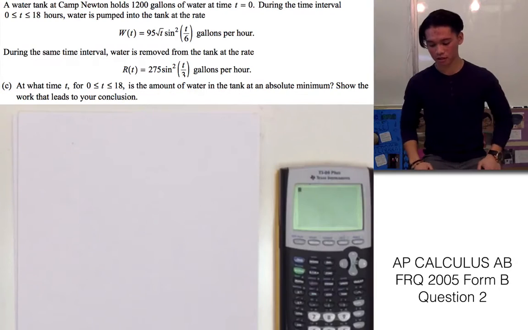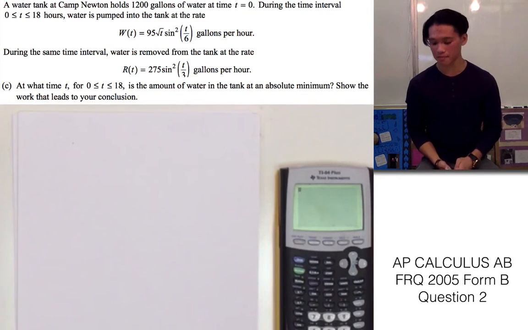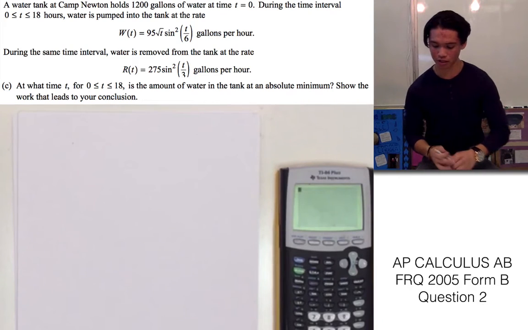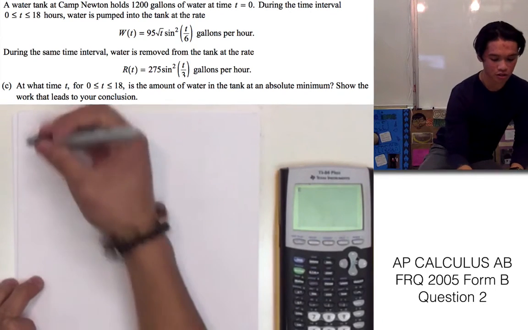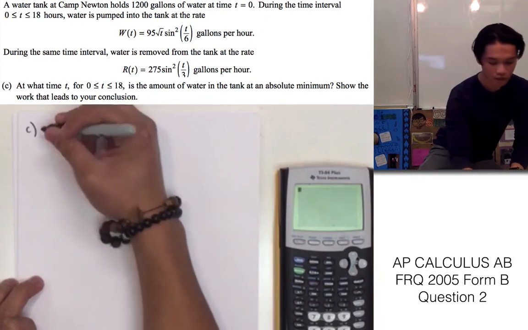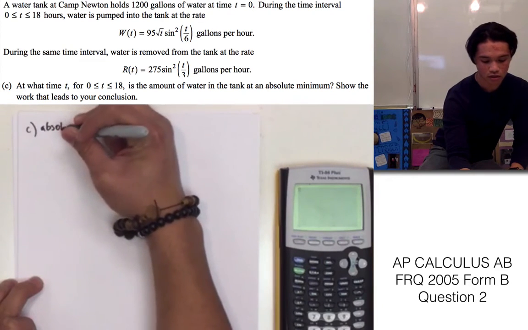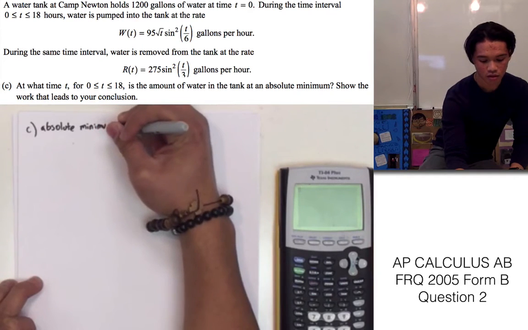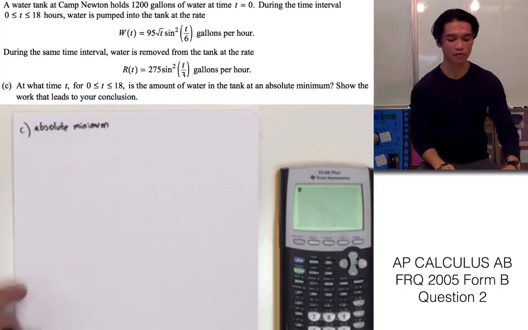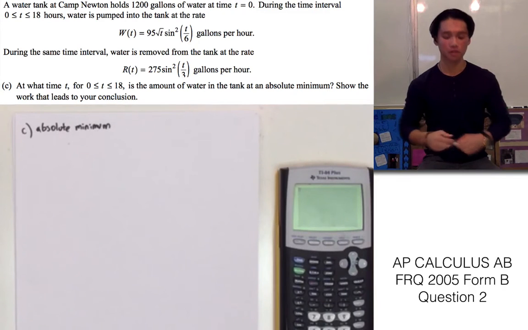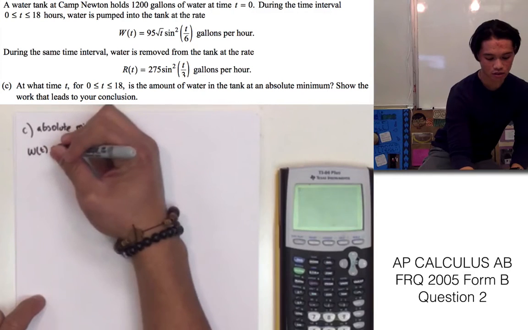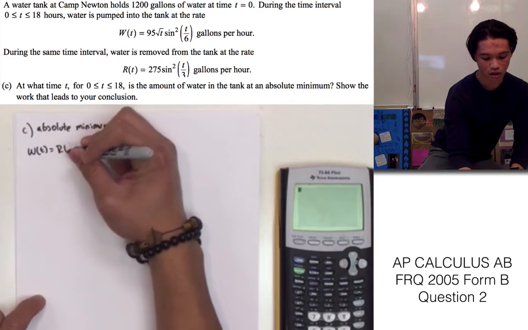So part C says, at what time of t between 0 and 18 is the amount of water in the tank at an absolute minimum. Show the work that leads to your conclusion. So let's go ahead and put part C, and we are looking for the absolute minimum. Now for this, we're going to have to find the critical numbers of the function, and that is where W of t equals R of t.